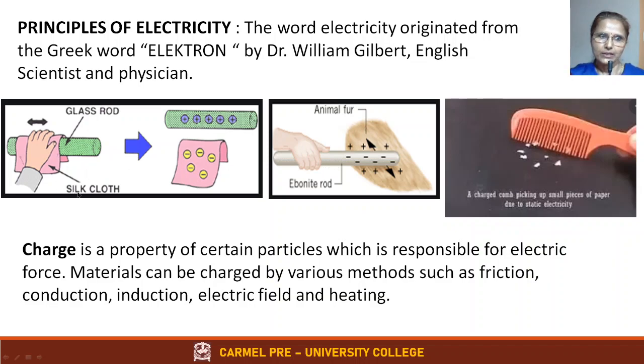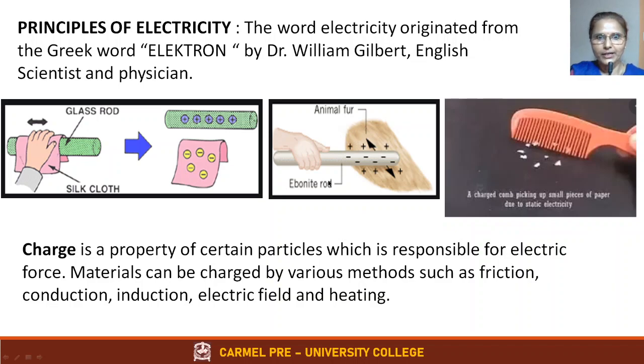When you take silk cloth and rub it on glass rod, okay, and you take one more silk cloth and rub it on glass rod, and if you bring glass rods together, it was seen they are repelling each other, or if you bring silk cloths together, they were repelling each other. Then they figured out that the glass rod is having what is known as positive charges and the silk cloth is having negative charges.